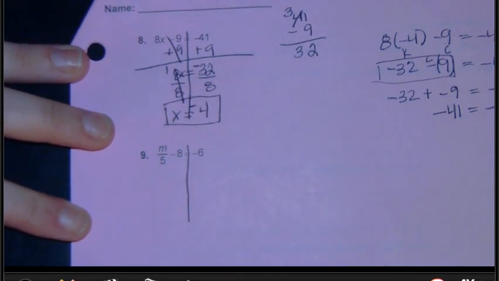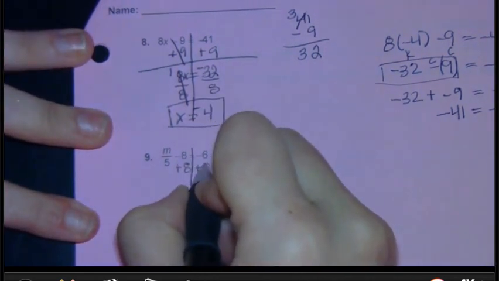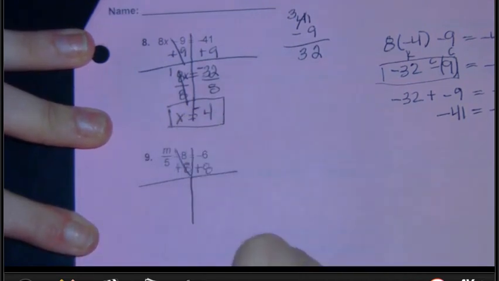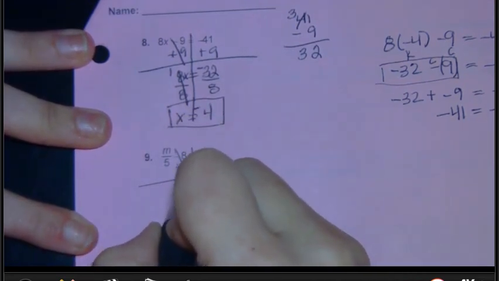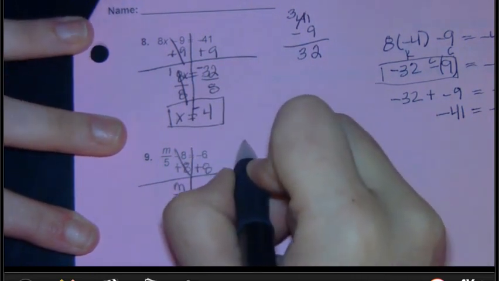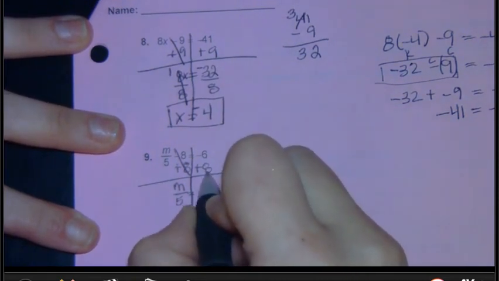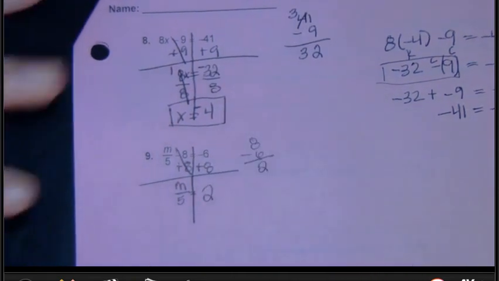Okay, m over 5 minus 8 equals negative 6. The first step you need to do is you need to add 8 to both sides. I'm left with m divided by 5 is equal to, well, I have a negative and a positive, so I'm really subtracting. So 8 minus 6 is 2, and I had more positives, so it's a positive 2.